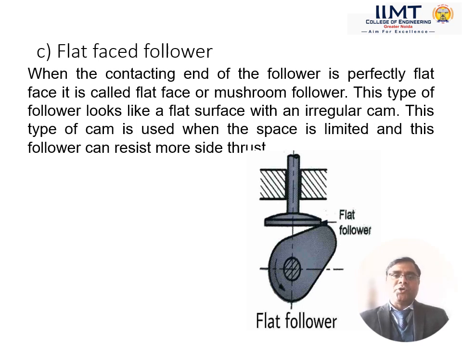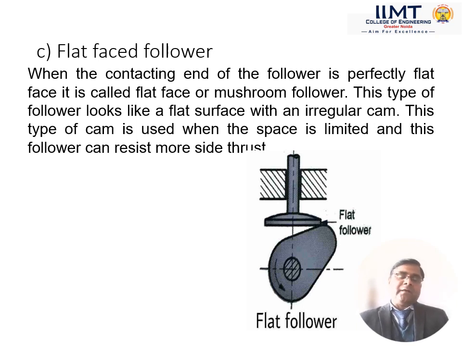Next one is the flat faced follower. When the contacting end of the follower is a perfectly flat face, then it is called the flat face or the mushroom follower. This type of follower looks like a flat surface with an irregular cam. This type of follower is used when the space is limited, and this follower can resist more side thrust. So when the end surface of the follower is in the form of a flat disc, this type of follower is used when less space is required.